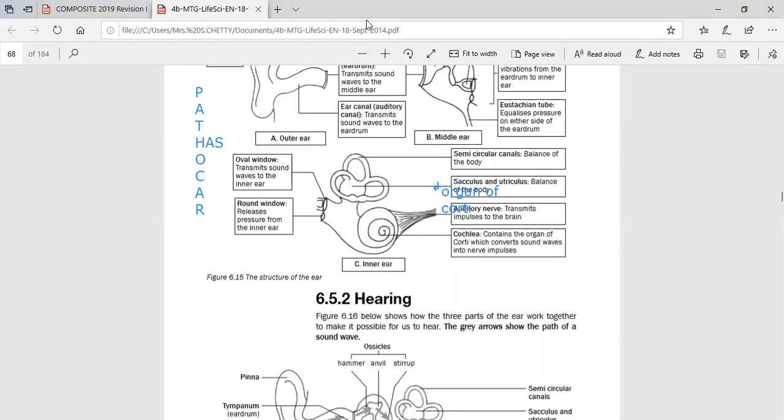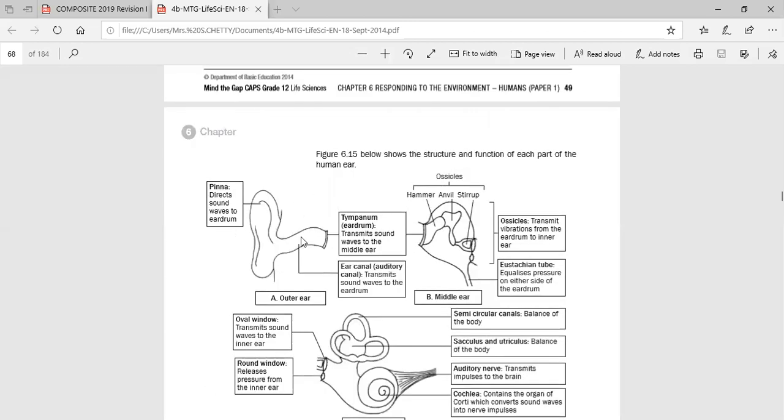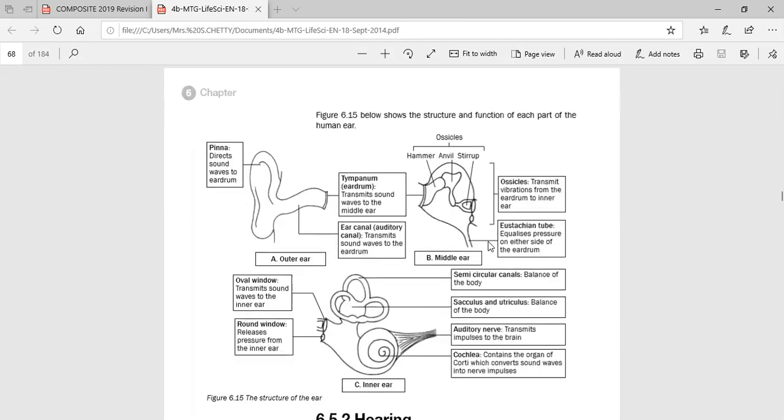Okay, so let's just undo all of this and look at the structure of the ear again. Good. So there's your pinna, here's your auditory canal, tympanic membrane. Hammer, anvil, stirrup are the ossicles, which amplify the vibrations because they become progressively smaller. And because the tympanic membrane has a larger surface area compared to the oval window, the vibrations would also be amplified.